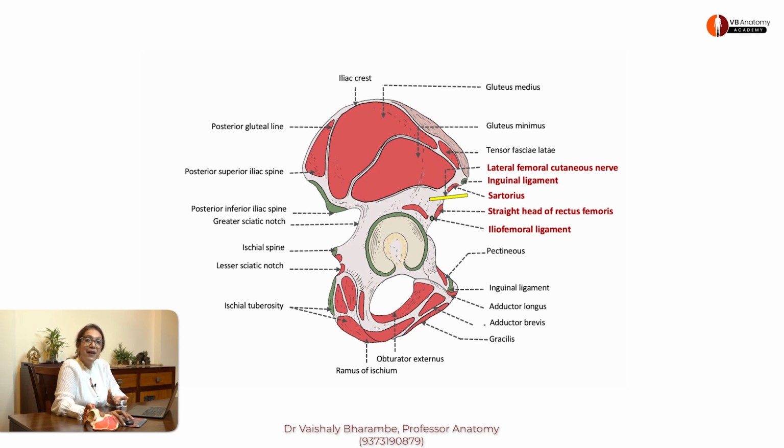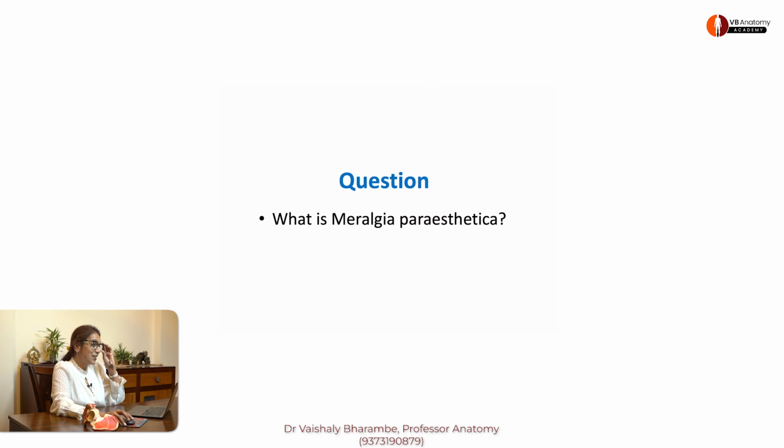So where is the reflected head? If this is the straight head of rectus femoris, where is the attachment of reflected head? Yes, here, above the acetabulum. Reflected head of rectus femoris takes origin from the surface just above the acetabulum. Clear? Question again. What is meralgia paresthetica? I want you to find out. It's very, very easy. If you cannot, of course, put it in the comment section, I'll give you the answer. So we've done the anterior border.